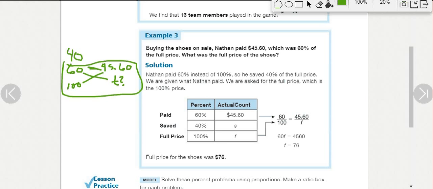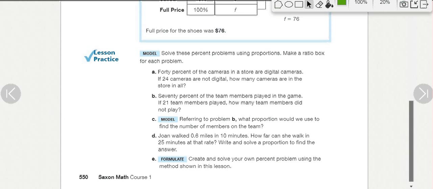100 times 4,560 is going to be the same as 60 times our missing number. So you divide 4,560, and that's going to end up being 76, our wonder number. Anyway, I hope you were able to follow some of that and how we use that number 100 because of what we know about percent.